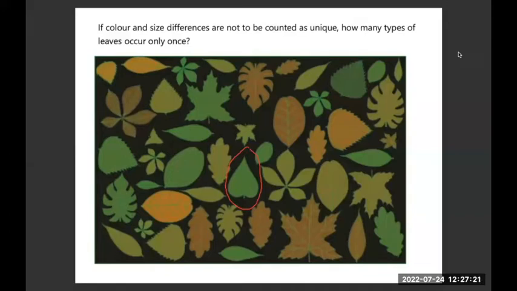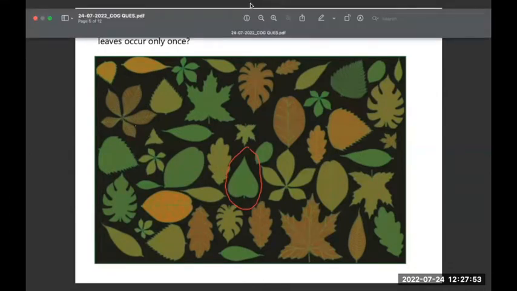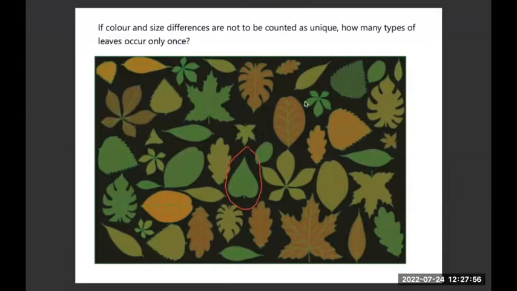Okay. Which is the leaf that is unique? Which is that leaf form which is unique? Is it 1? Is it 2? Is it 9? Is it 3? Who circled this here? Who circled this?